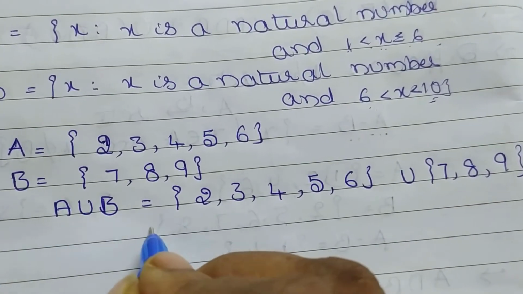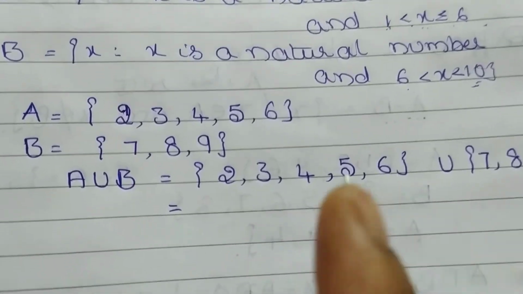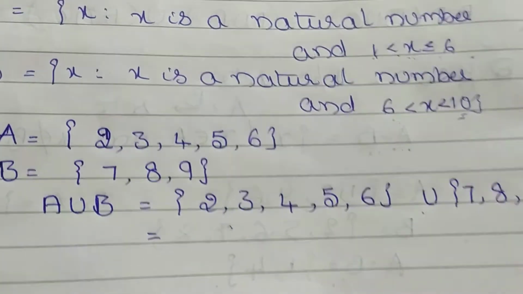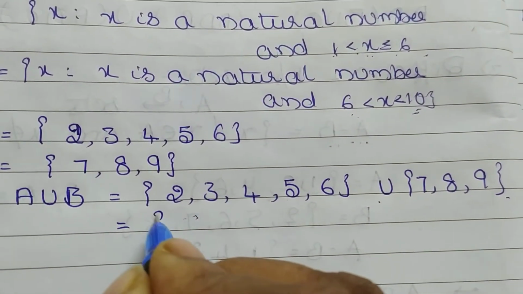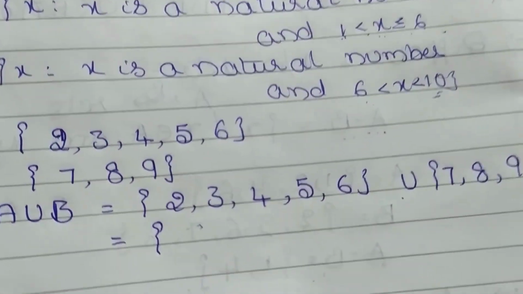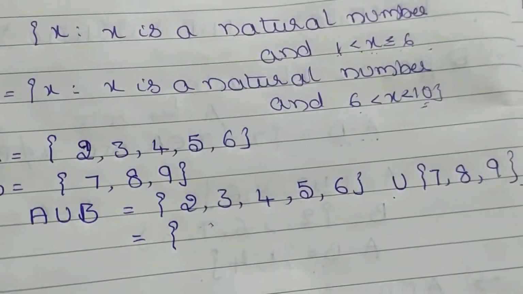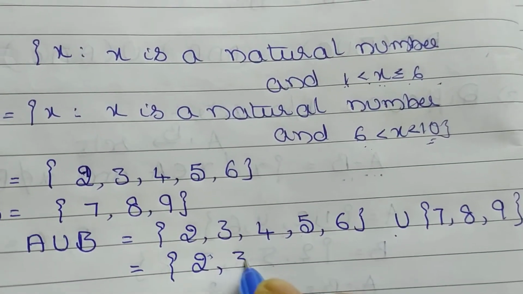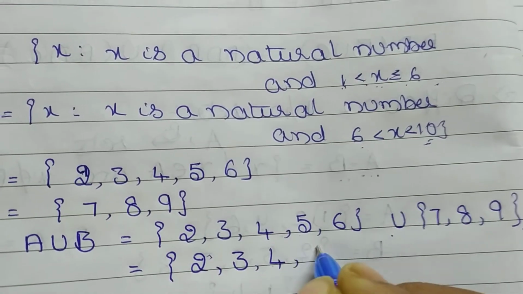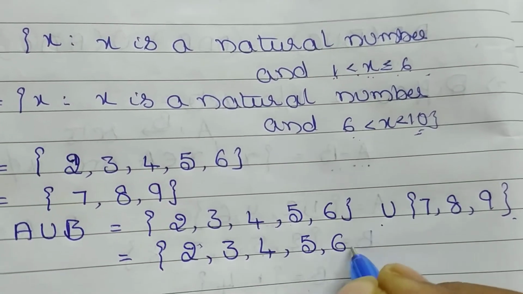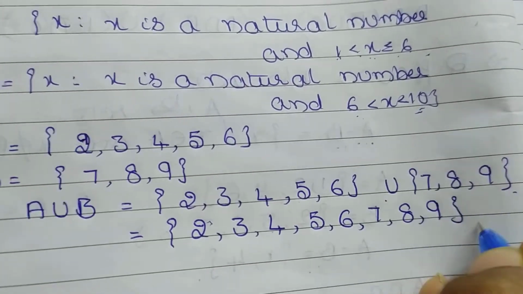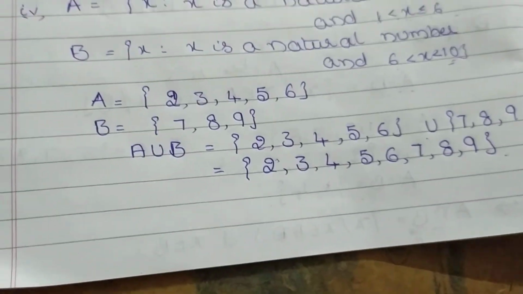So in the first step we will write whatever sets they had given and write the symbol in between, and then do the operation. The operation here is the union. What are the elements? All the elements in both the sets will come. If anything is repeating, we need not write it twice. So this is for A union B.